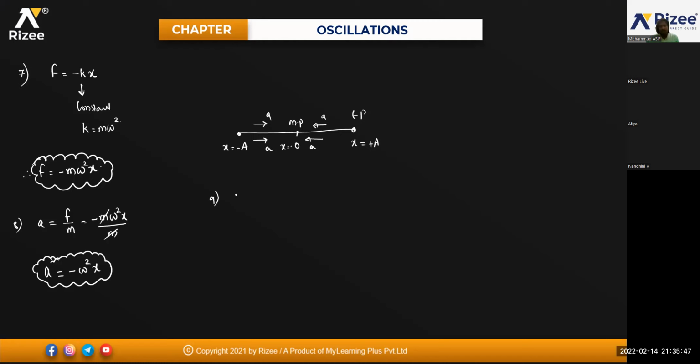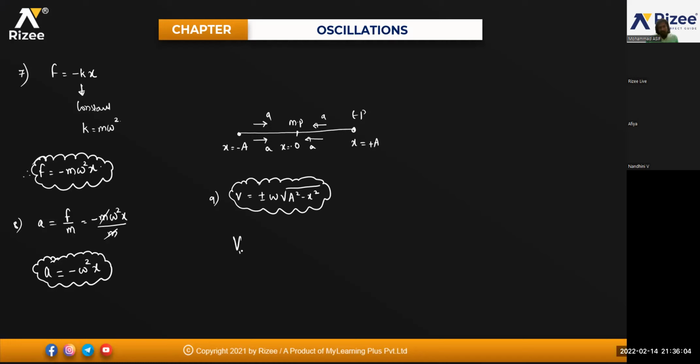Now, in the same way, if I'm talking about the velocity of the particle, in differentiation form also you can write, or else I'm directly writing the relation: v is equal to plus or minus omega under root of a square minus x square. You try to remember this one with a direct formula. v is equal to omega plus or minus under root of a square minus x square.